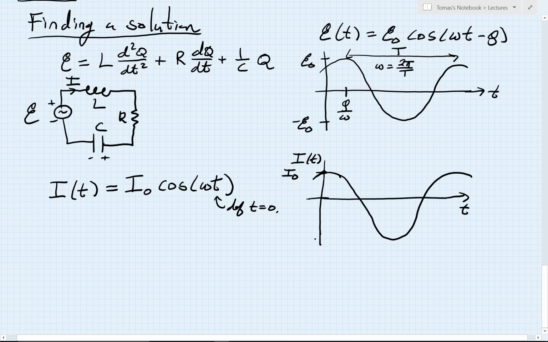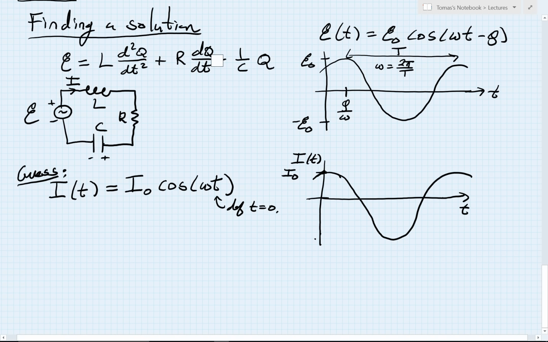So we have all the freedom we need then to find a solution to our differential equation. So this is going to be our educated guess, and it's our job then to verify this guess. Now, to verify it, what we will do is insert our current into this equation and try to solve. To do that, though, of course, we will need to know the charge Q.